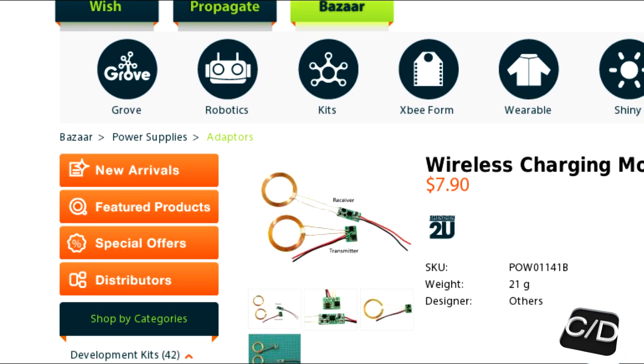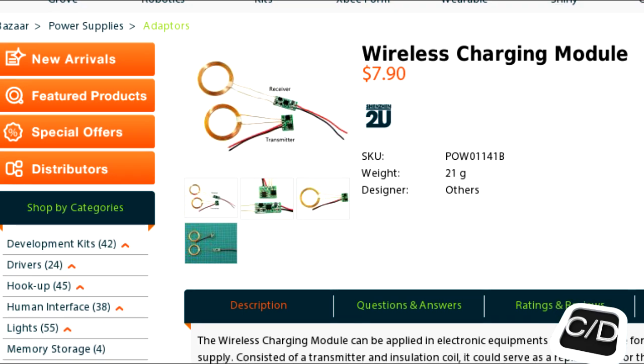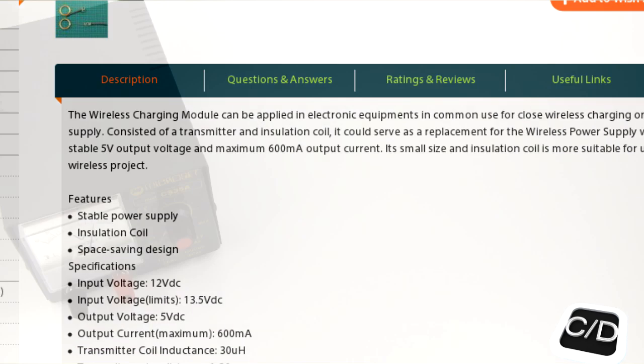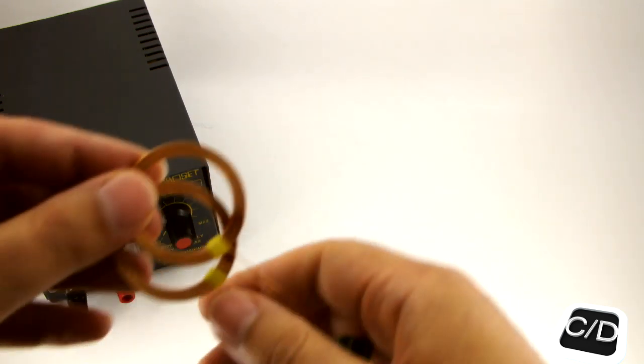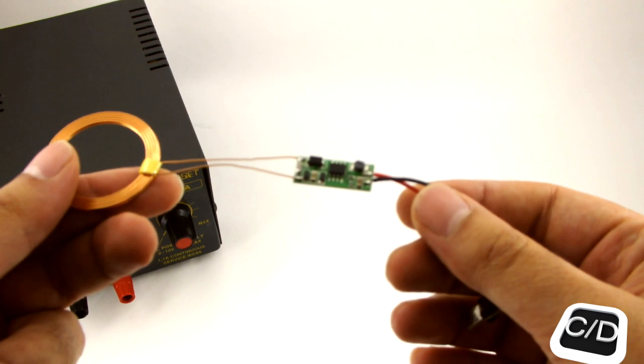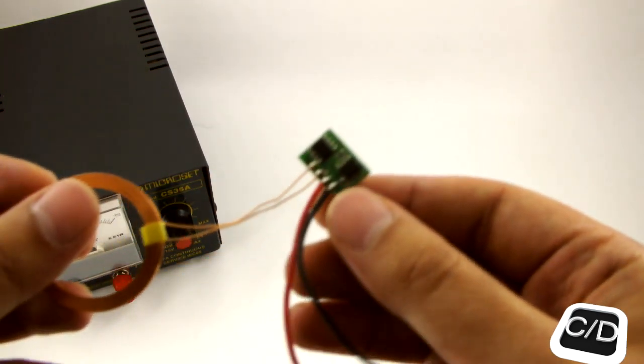Some weeks ago, I purchased some items from Seeed Studio, the market for electronics and components. In particular, I purchased these two items, a transmitter and a wireless receiver for wireless coupling. The first item is a transmitter.